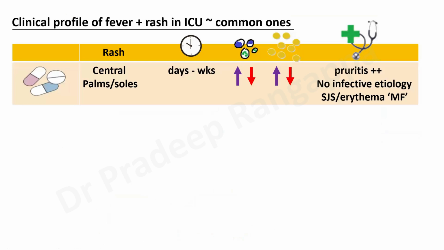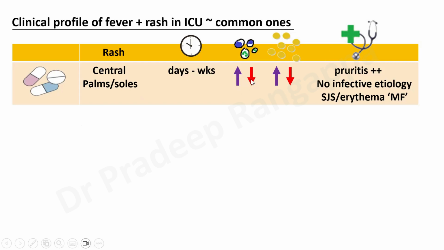So we finished all the bacterial causes. We looked at viral, dengue. We looked at SLE. What about the drug rash? So the rash can be present centrally and it can even be present on palms and soles. This is important for drug rash. It takes around days to weeks before the rash manifests after the drug has been taken.